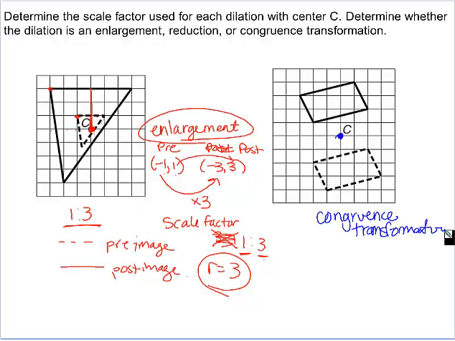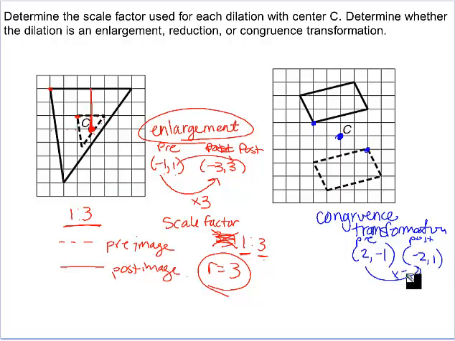But here we're going to check. So we're going to pick a point here. So this point would be (2, -1). And you can see that this point that we went to definitely corresponds with this one over here. So the pre-image was at (2, -1), and the post-image then is at (-2, 1).